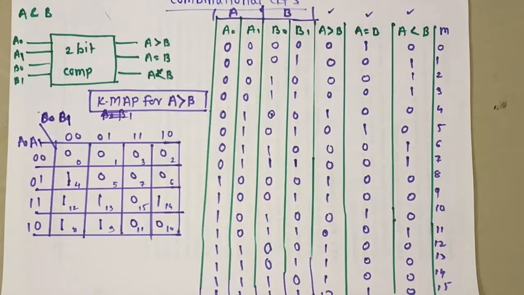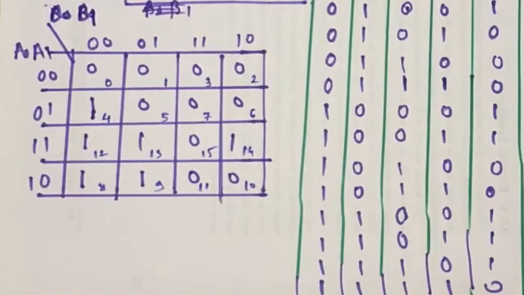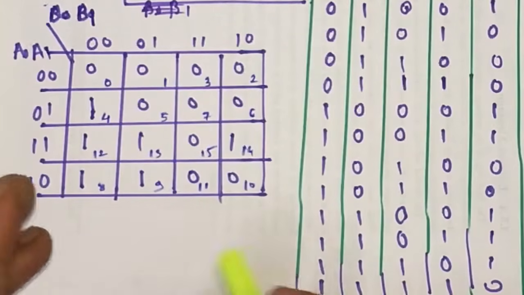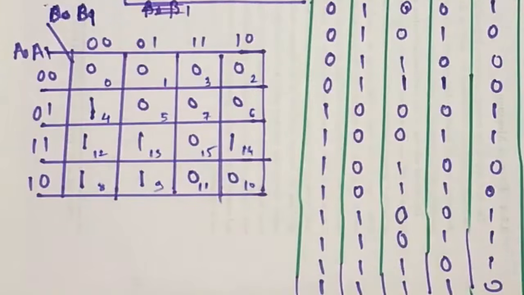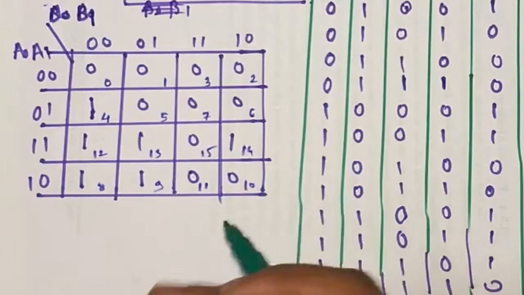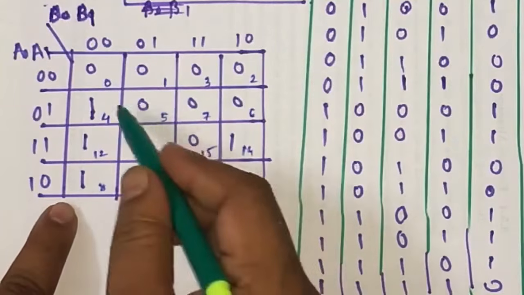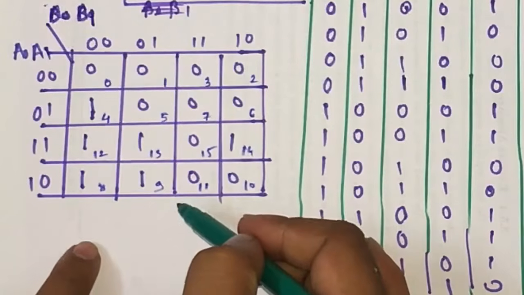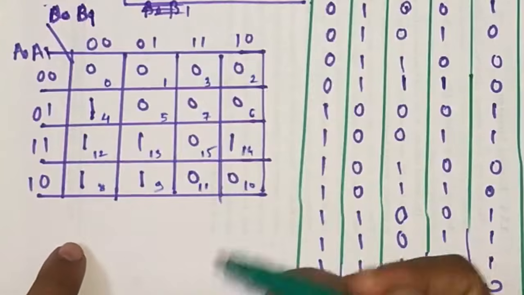Next step, to form the grouping of ones. To get the simplified equation we have to make the grouping of ones. So for that purpose, according to the K-map rules, first we will check whether any octet is formed or not. For an octet to form we require 8 ones adjacent to each other, but in this case the 8 ones are not adjacent. There is no possibility of 8 ones being adjacent, so leave it.